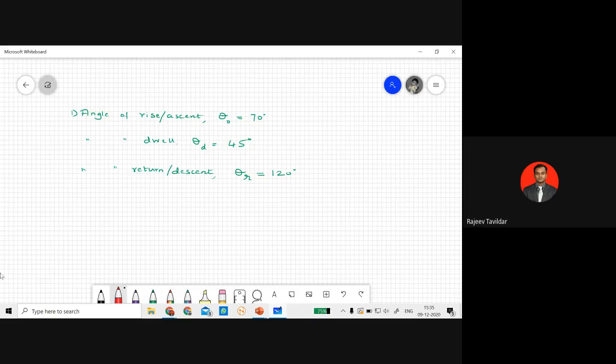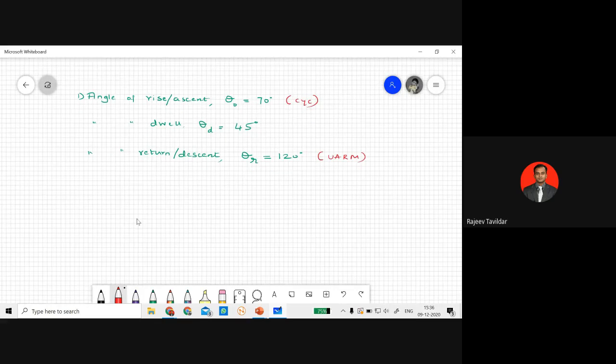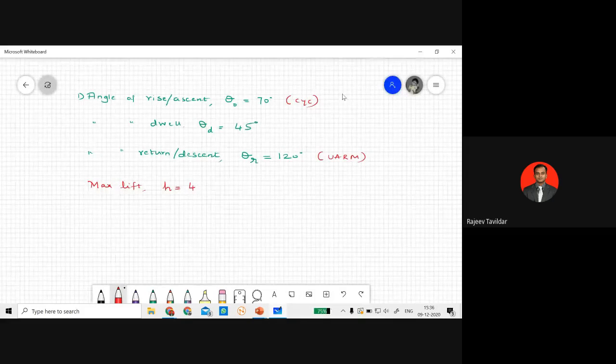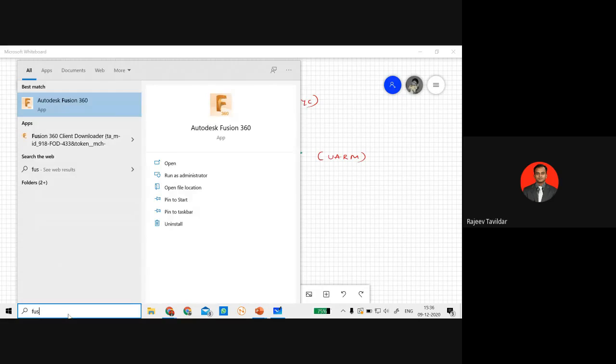So the rise stroke, or theta naught, is with cycloidal nature, and the return stroke is with UARM. Also write down the maximum lift, which I'm going to denote by H. As per the problem, the maximum lift is 45 mm, so I'll write H equal to 45 mm. With this given data, we first need to draw the displacement diagram.